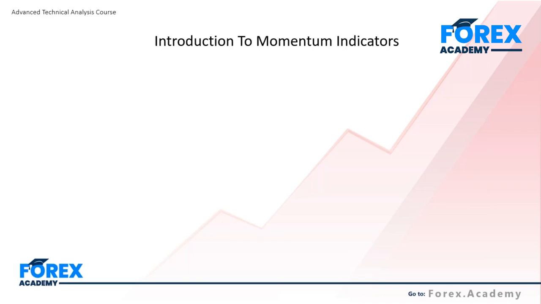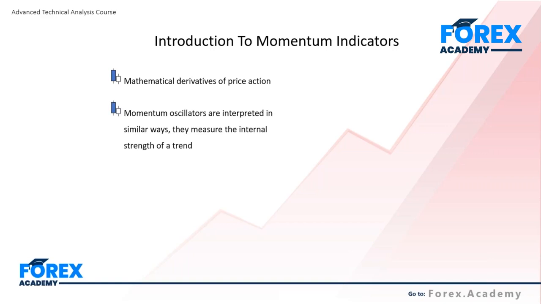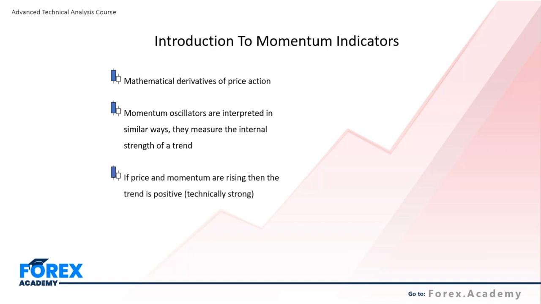Essentially, what we are looking for from a trend perspective is a situation where price and momentum are moving in the same direction. So if price and momentum are rising, then the trend is positive. That is seen as a technically strong condition. If price and momentum are falling or moving in a downward direction, the trend is negative or bearish and therefore equally technically strong.